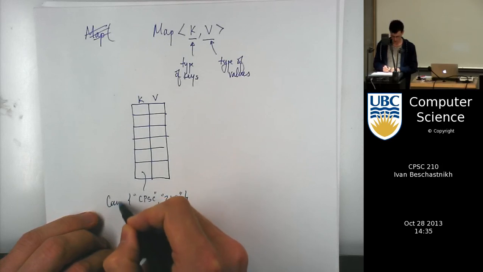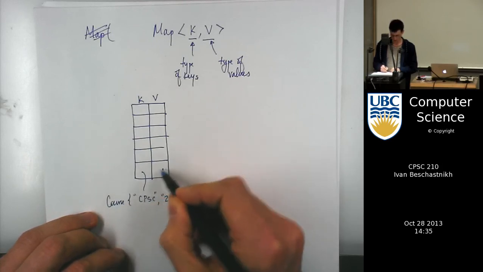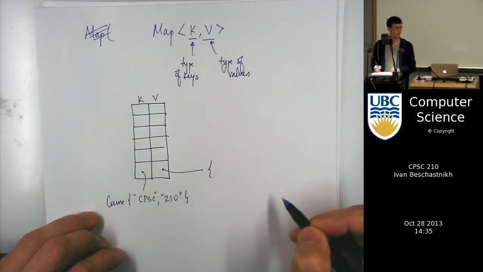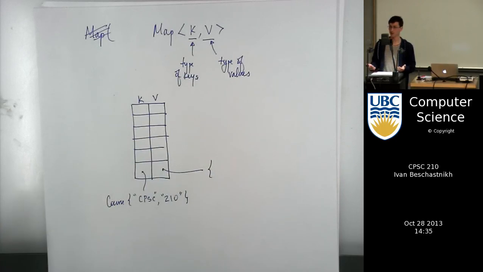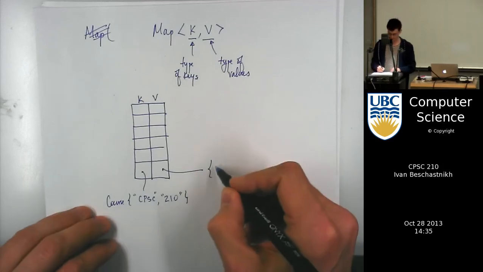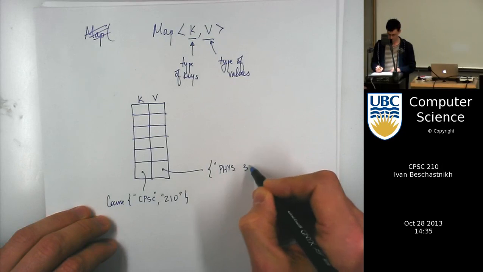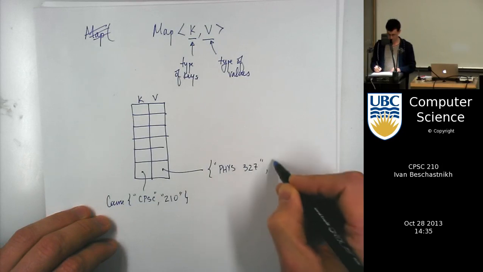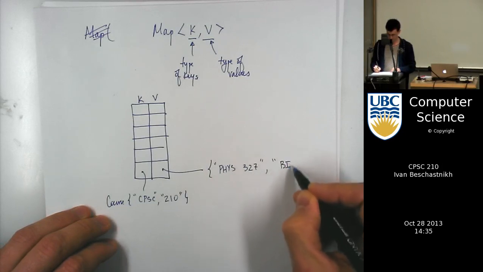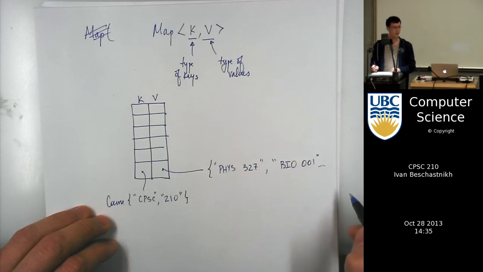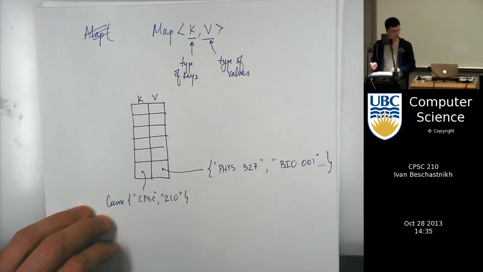That's my course object, and it's going to associate it with the value, and the value is a set of courses. It's a set of courses that one would recommend for students who've taken CPSC 210. So this might be maybe physics 327. Maybe it's also going to be biology 001, and a bunch of things like that. So it's a set of courses.